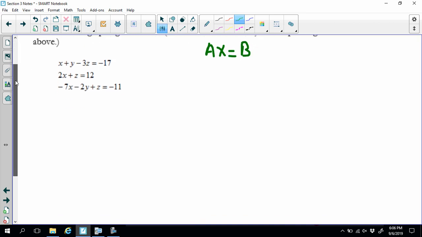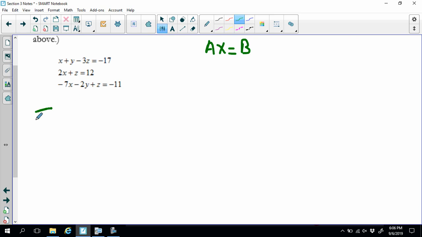So we have our A matrix. Remember, the A matrix consists of the coefficients. So we look at our first equation of X plus Y minus 3Z equals -17. The coefficients here are 1, 1, and -3.